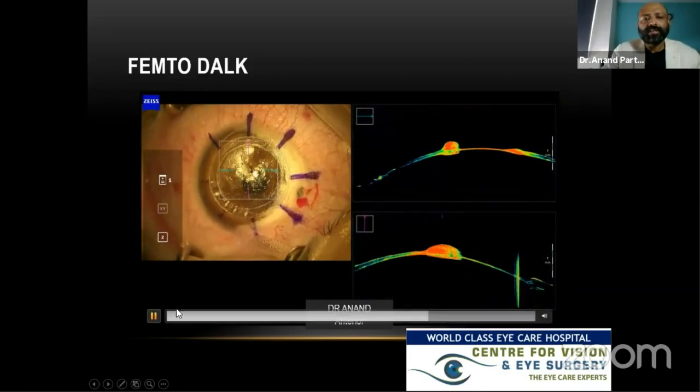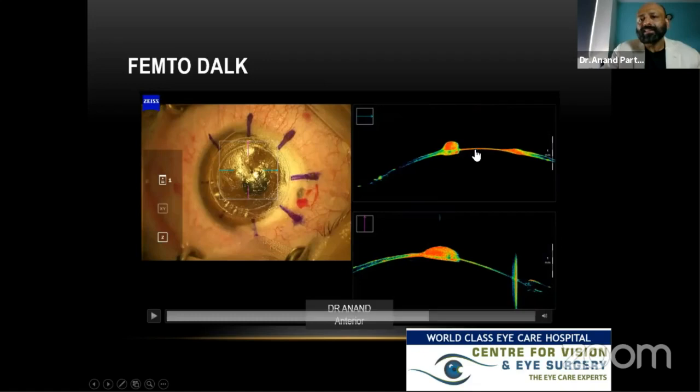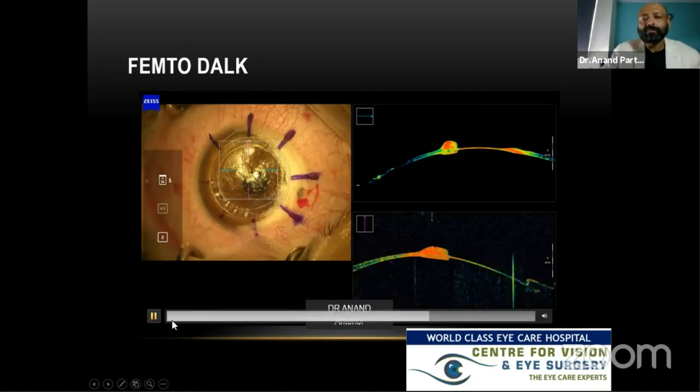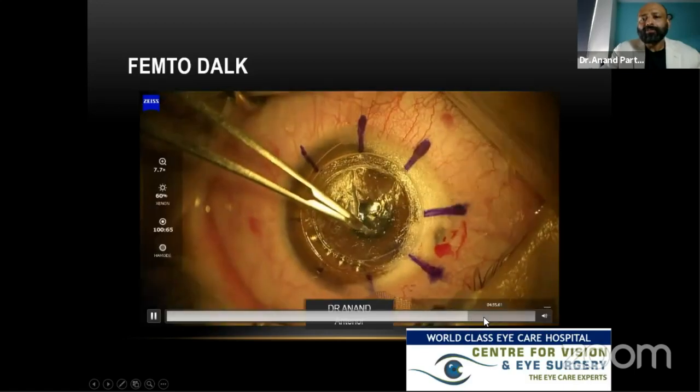This is the end of dissection. You can make out we are almost about in the central visual part, which is important. We are almost about 85–90%. And the peripheral dissection is done.